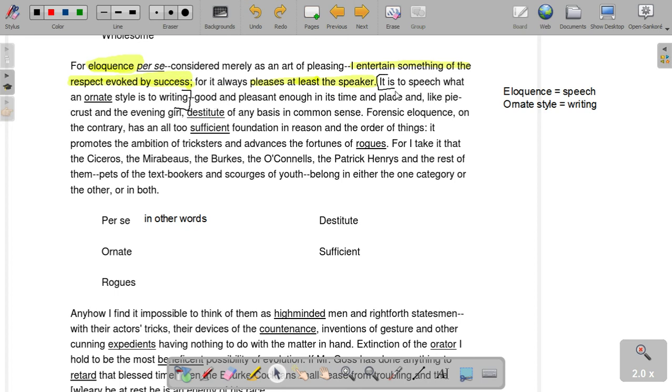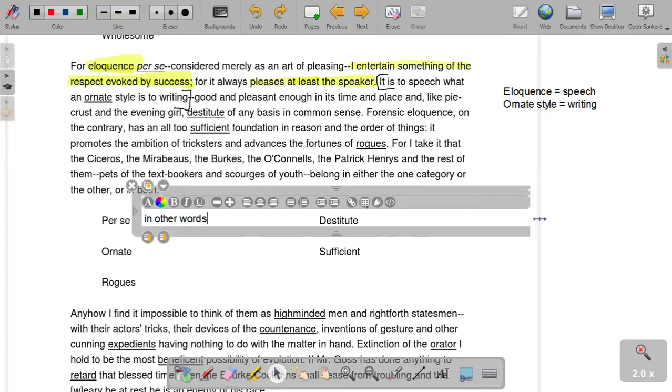So how does he say that they are the same? Basically, that they're good and pleasant enough in time and place. And then he compares it to pie crust and the evening girl. In other words, a girl you just take on a date and then don't call again. They're basically destitute of any basis in common sense. So what do you think destitute means? I don't know. So do they have common sense or do they not have common sense?